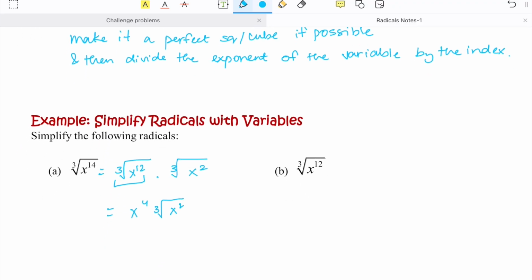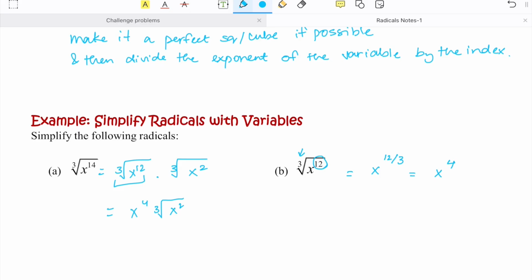Same thing over here. Now this 12 is already a multiple of our index, which is 3. That means all I need to do is 12 divided by 3, which is 4. x to the power of 4. Make sense? Any confusions about this?